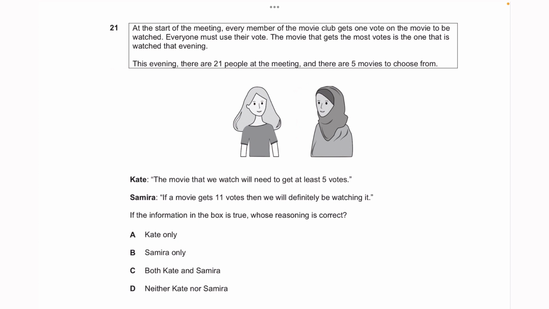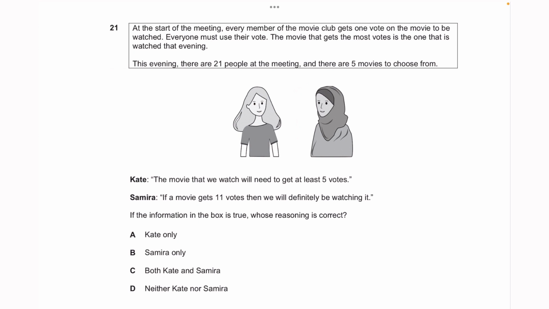So question 21 says this. At the start of the meeting, every member of the movie club gets one vote on the movie to be watched. Everyone must use their vote. The movie that gets the most votes is the one that is watched that evening. So this evening, there are 21 people at the meeting, and there are 5 movies to choose from. Now, Kate says this. The movie that we watch will need to get at least 5 votes. Samira says, if a movie gets 11 votes, then we will definitely be watching this. If the information in the box is true, whose reasoning is correct?